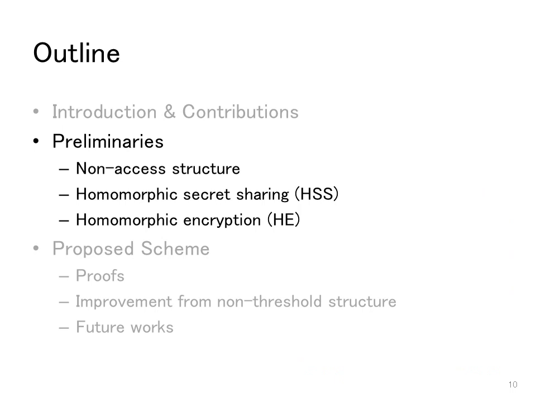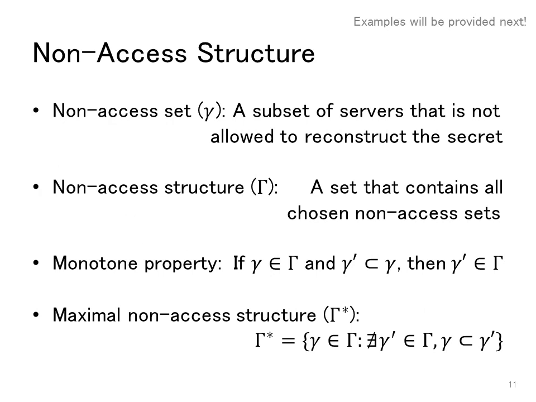In the next part, I will briefly introduce the definitions of non-access structure, homomorphic secret sharing, and homomorphic encryption. Let's start with non-access set and non-access structure. A non-access set is a subset of servers that is not allowed to reconstruct the secret. The non-access structure is a set that contains all chosen non-access sets. Non-access sets are selected depending on the situation and application.